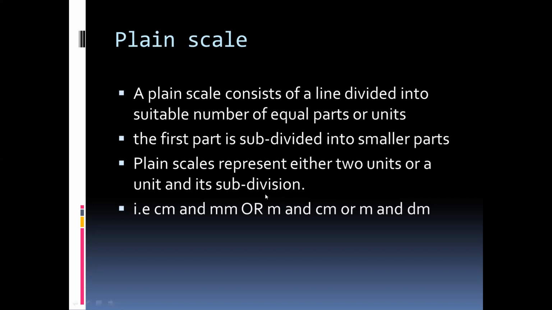Basically the plane scale represents the relation between a higher unit and its lower unit. You can observe here the last line. It can give the relation between a centimeter and a millimeter, or between meter and centimeter, or meter and decimeter. Let us see how to represent this relation and how to draw a plane scale on a drawing paper.